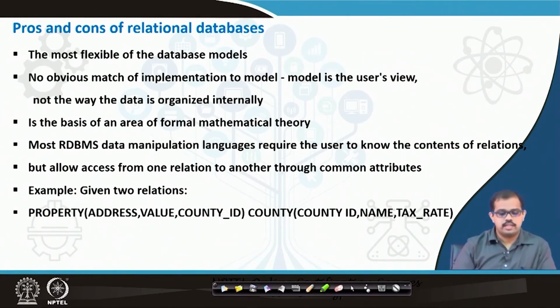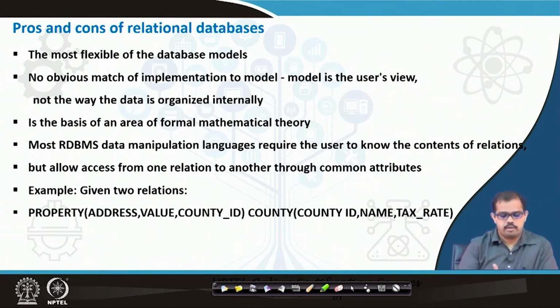Most RDBMS data manipulation languages require the user to know the contents of the relations. That is very important. If you don't know what kinds of relations exist and where they exist, querying may not be very effective. It allows access from one relation to another through common attributes. That common attribute has to be there in all the different tables. If it is missing, your query will miss a particular table in the context.